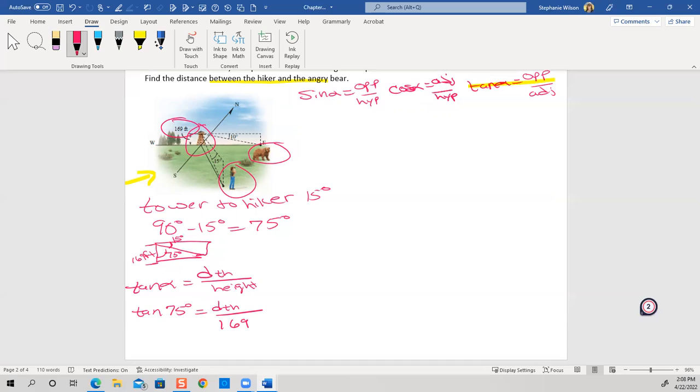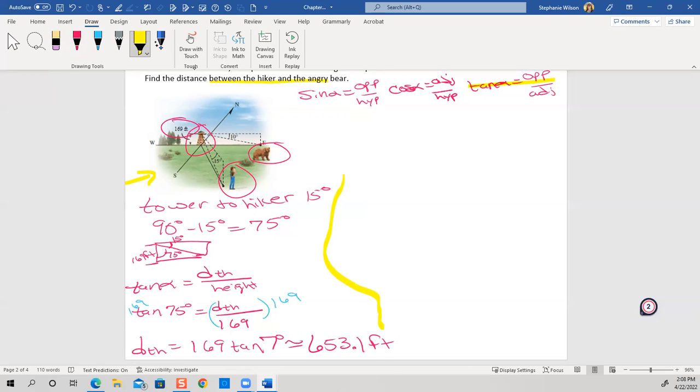In order to solve for DTH, I need to multiply both sides by this denominator to undo the fraction. And now I'm going to bring the DTH out front. So I got 169 tangent 75 degrees. And we're going to type this in our calculator, round to the nearest tenth. I got 653.1 feet. Okay, so that's good. Now I'm going to draw and separate my page so that we can do our next one.